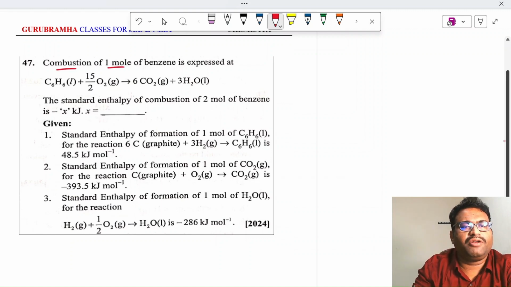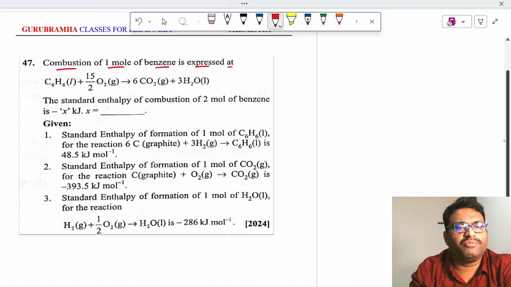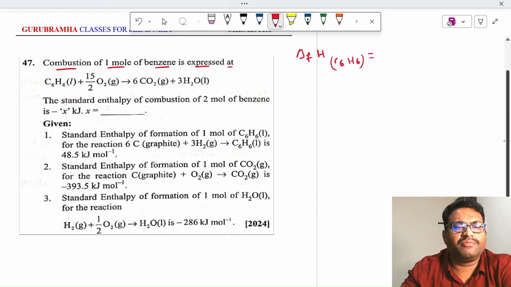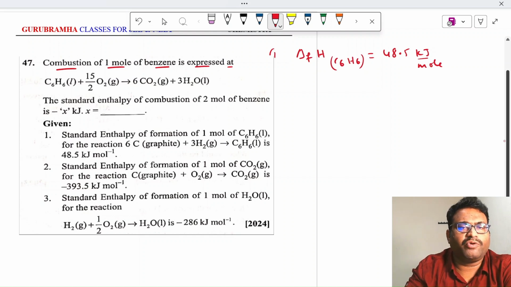So this is how combustion of 1 mole of benzene is expressed. Enthalpy of formations are given. What are given? Enthalpy of formation of benzene, C6H6, is given as 48.5 kilojoule per mole.